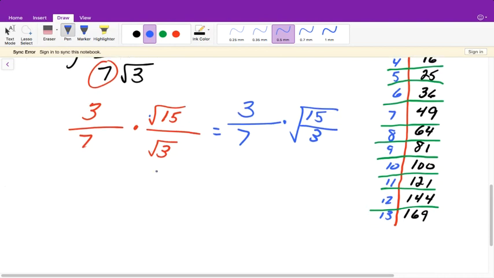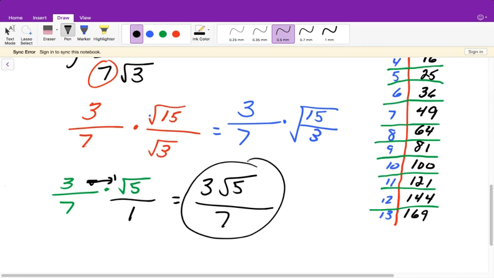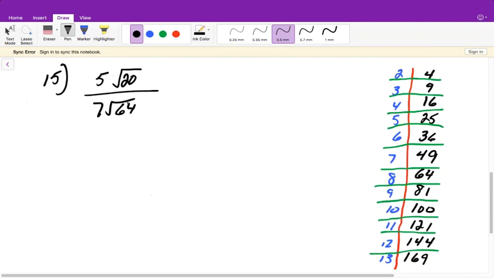And 15 over 3, you should all know, simplifies to just the square root of 5. And now we can multiply these back together to rewrite them under one fraction. So 3 times the square root of 5 is going to give me 3 times the square root of 5. 7 times 1 is 7. So this is your final answer. All right, so this one actually should have been the easiest problem that you guys did in this entire worksheet. All right, so now let's go ahead and do this problem.